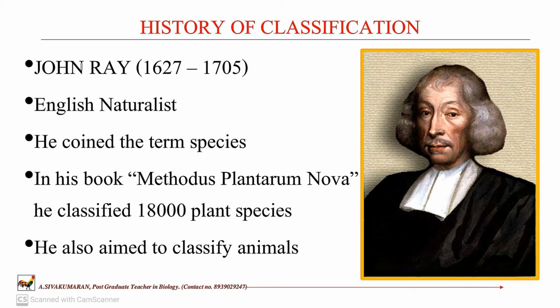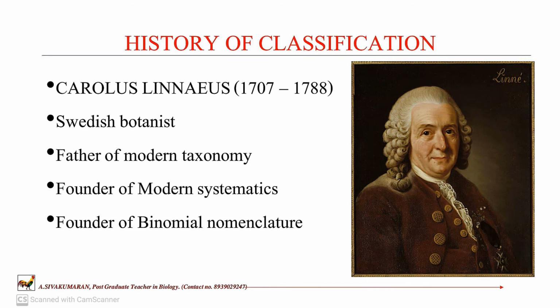He coined the term species, and he wrote in his book Methodus Plantarum Nova about 18,000 plant species. He also aimed to classify animals. Then comes Carolus Linnaeus, a Swedish botanist and the father of modern taxonomy. He also has a lot of things to his credit. He founded modern systematics, and moreover, he is the founder of binomial nomenclature.